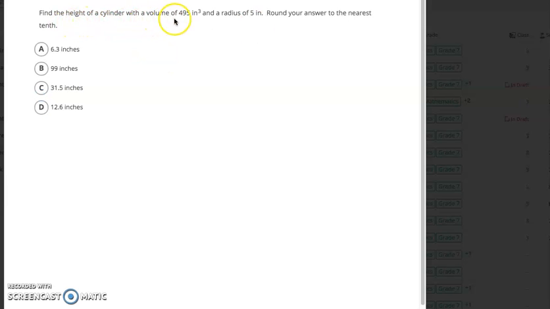Next one, find the height of a cylinder with a volume of 495 and a radius of 5 inches. So here we go, we're using the volume of a cylinder. Volume equals pi r squared times the height. Let's fill in what we know. 495 equals 3.14 times the radius 5, so 5 squared is 25, times the height. Now let's do this right here. I'm going to get 78.5.